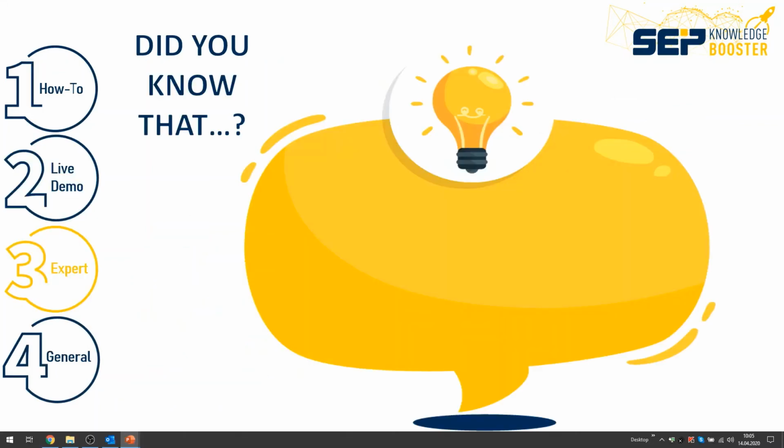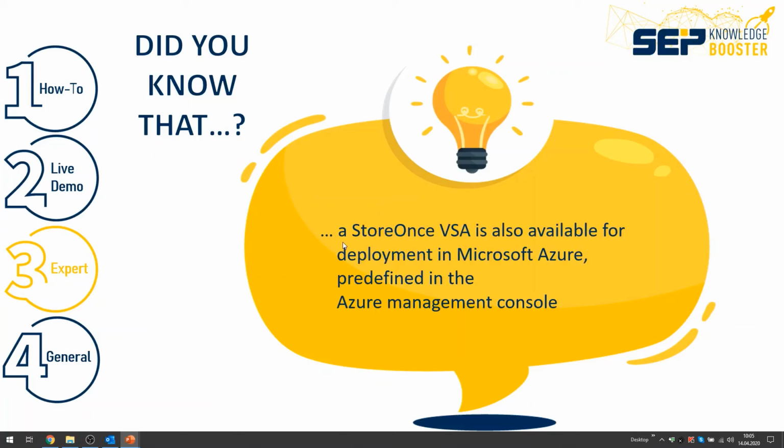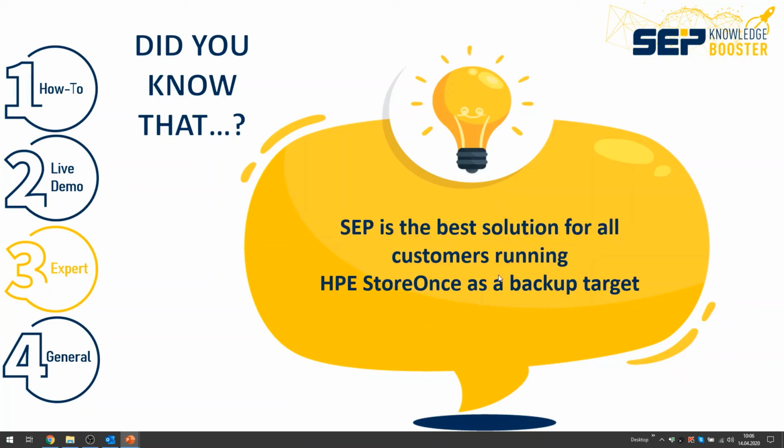Now let's move on with our expert section. Did you know that a StoreOnce appliance, a virtual appliance, a VSA, is also available for deployment in Microsoft Azure, predefined in the Azure Management Console, so that you can use it if you do not have your own appliance. If you would like to use it in the public cloud, that's possible with Azure. So overall, we can definitely say that SEP is the best solution for all customers running HPE StoreOnce as a backup target. So now, Katrin, are you ready to take over?